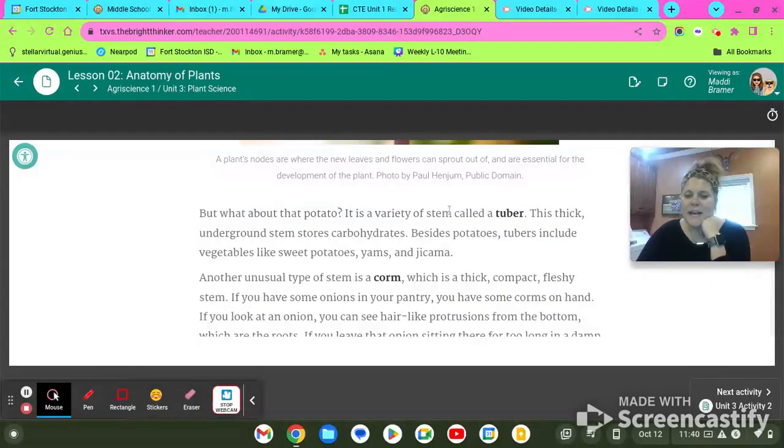Okay, it talks about a potato. A potato's different. It's called a tuber. So the potato is basically a stem that you eat. It's a thick, underground stem, and it stores carbs, which a potato is mostly. Tubers are sweet potatoes, yams, and jicama.